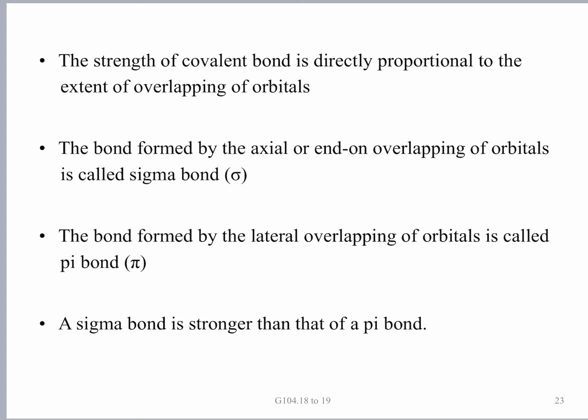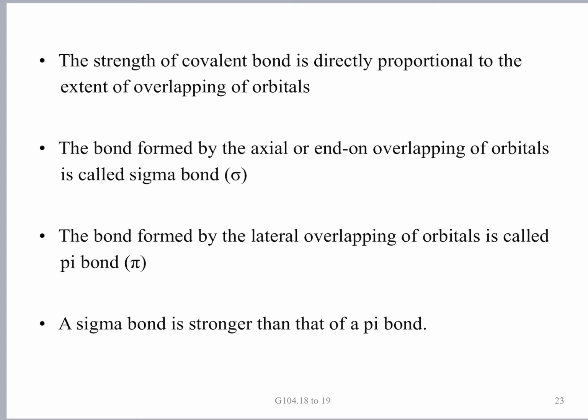The bond formed by lateral or sideways overlapping of orbitals is called a pi bond. A sigma bond is far stronger than a pi bond. If there is a double bond, one bond will be a sigma bond and the other will be a pi bond.